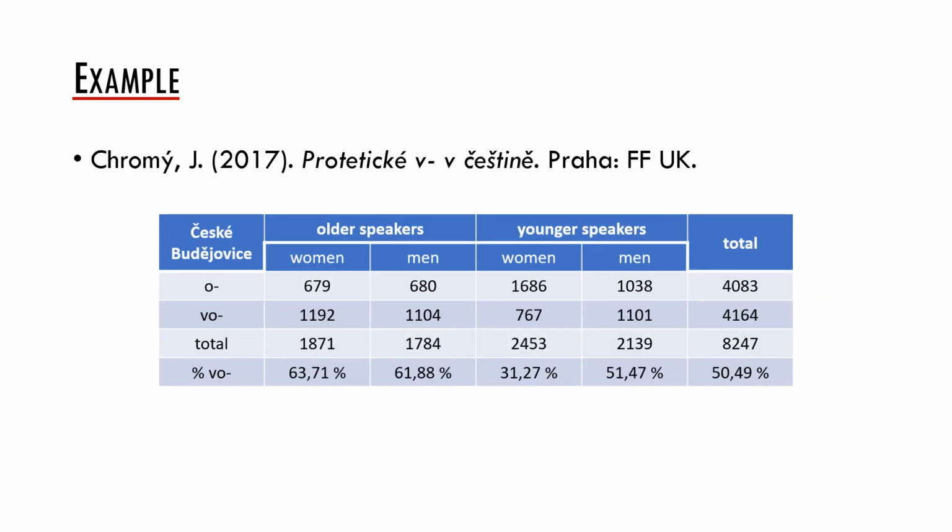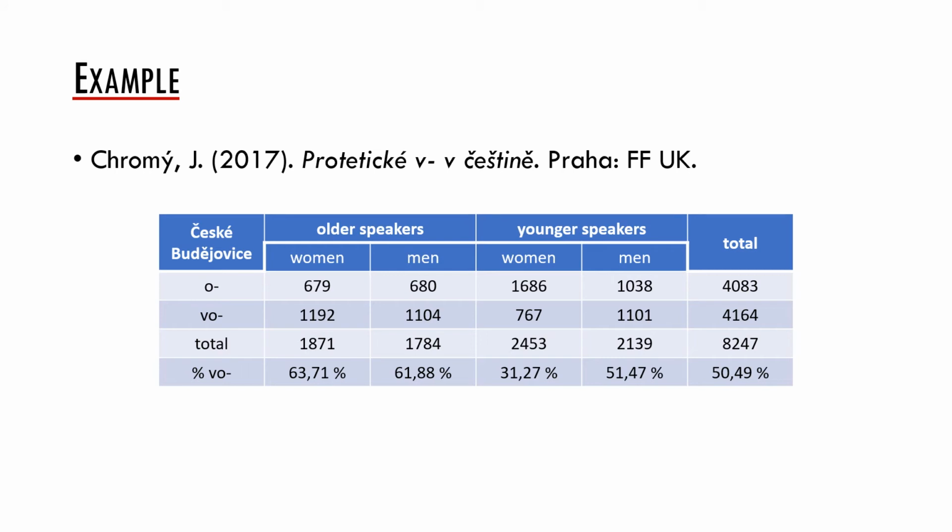Now let's have a look at an example. This is a simple table from my own research on the so-called prothetic we. In Czech, people may use prothetic we before the initial or stem initial o. This means that a native Czech speaker may either say standard okno or informal vokno, and both variants have the same meaning, a window.